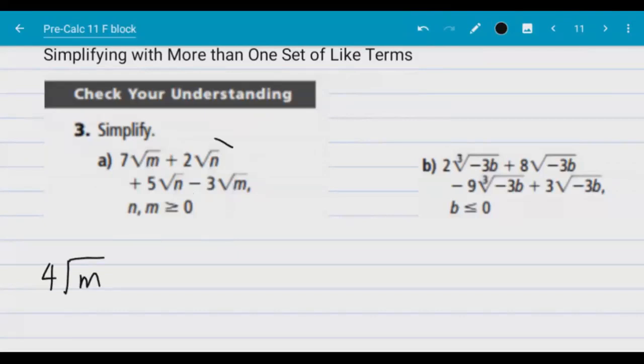What else? 2 root of n and 5 root of n would go together. That would be plus 7 root of n. Now, guys, that is the final answer you're going to have. You cannot put 4 root of m plus 7 root of n together as like terms, all right?